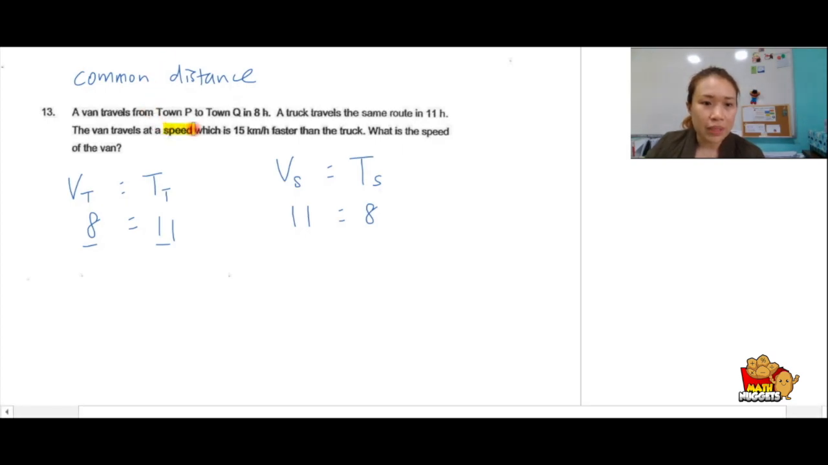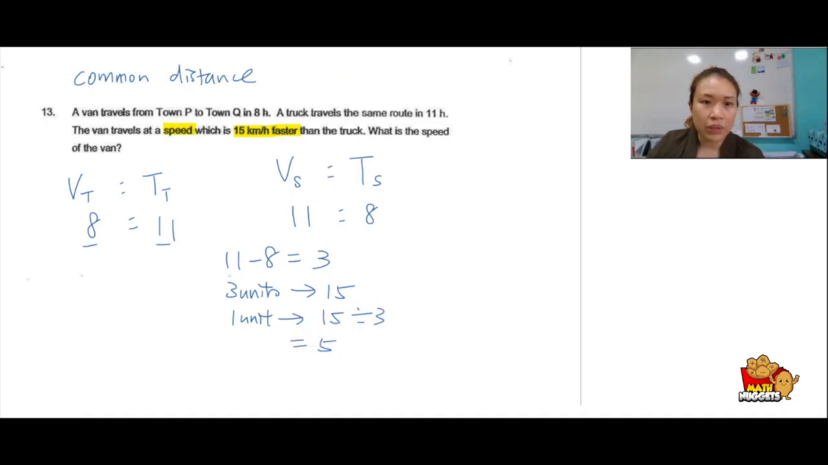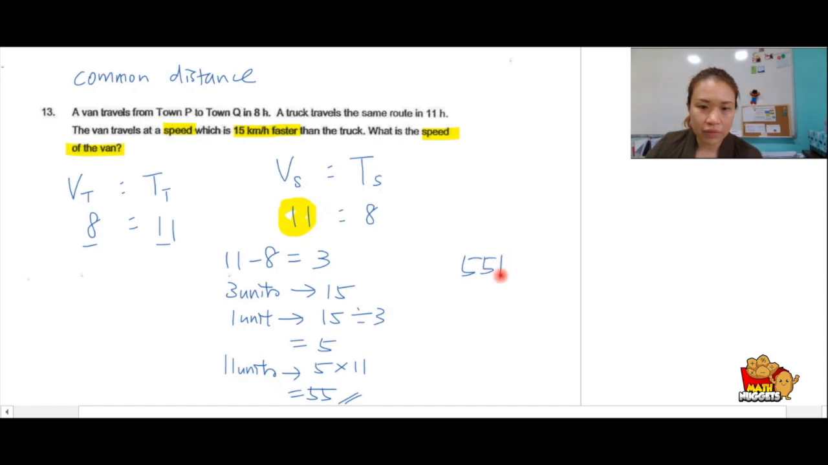The clue tells us that the speed difference is 15 kilometers per hour. So we are able to find out 11 minus 8 is 3. 3 units is 15. 1 unit is 15 divided by 3, which is 5. What is the speed of the van? Speed of the van, 11 units, 55. So the answer is 55 kilometers per hour.